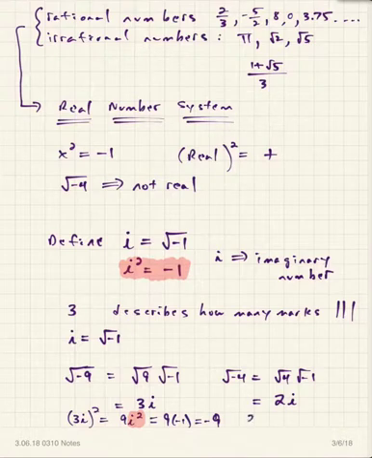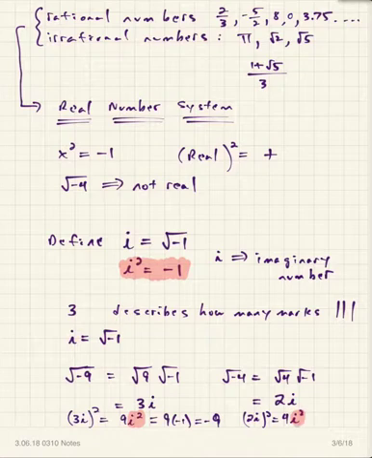2i is the same thing. When I square 2i, I get 4i squared. But there's my i squared again, and i squared is replaceable by -1. And so this is 4 times -1, or -4. So 2i is a number that has the property that when you square it, you get -4 as the answer. So it's appropriate to write these as the square roots of these numbers.